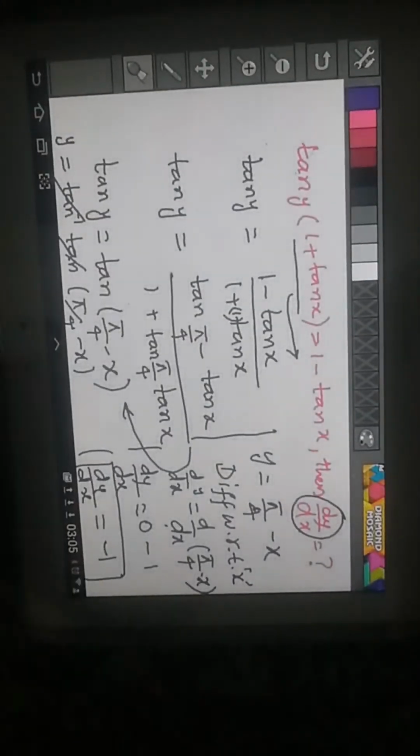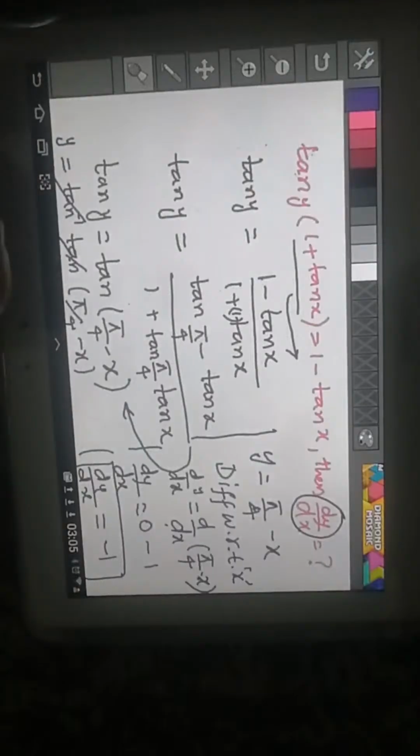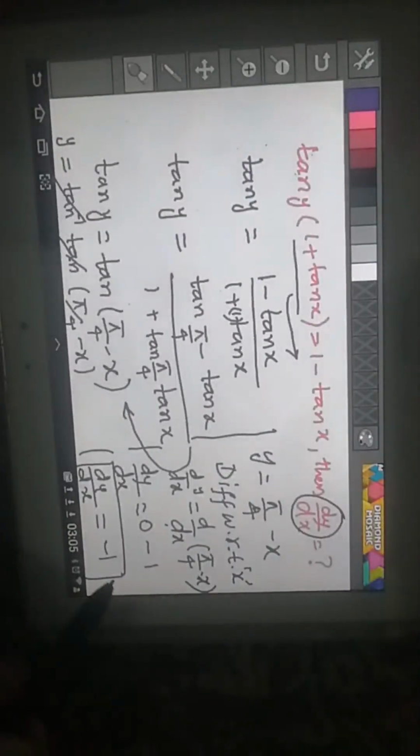So it is one of the textbook questions also. So what is it equal to? Obviously the derivative of this function is minus 1.